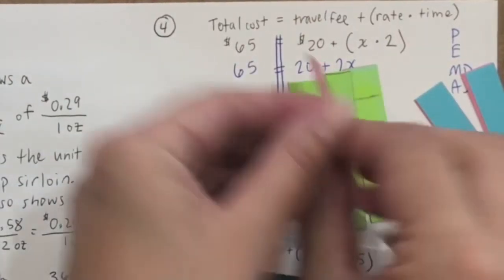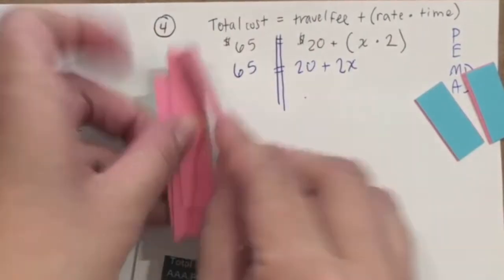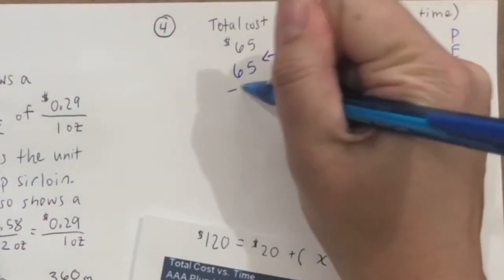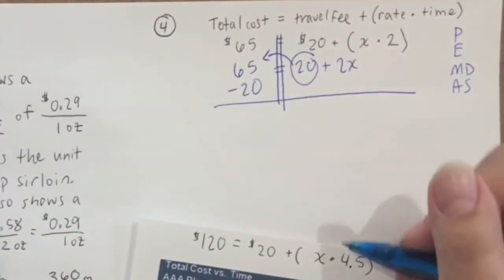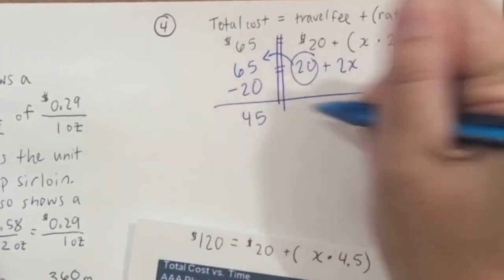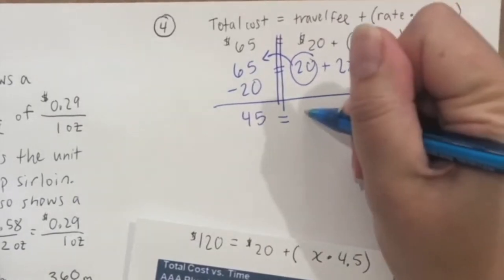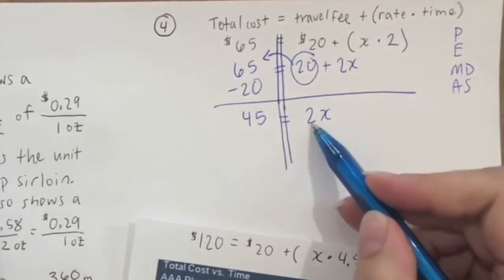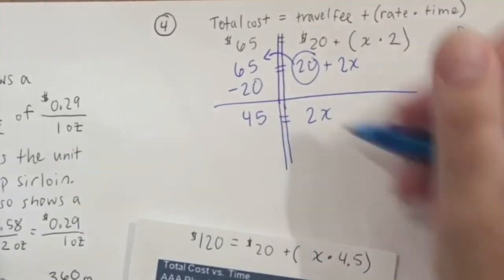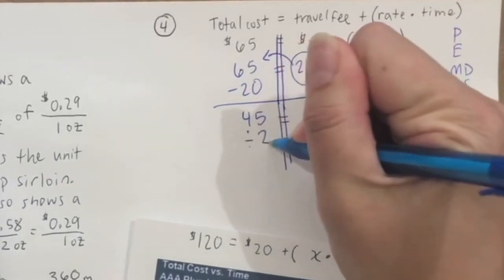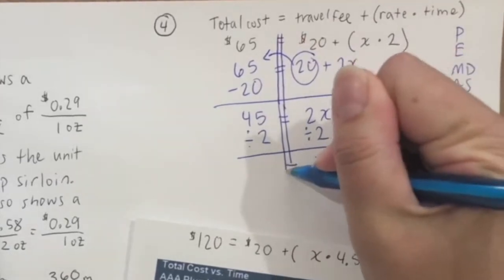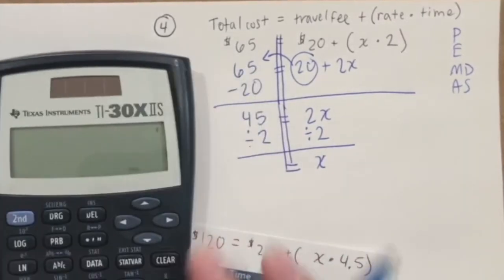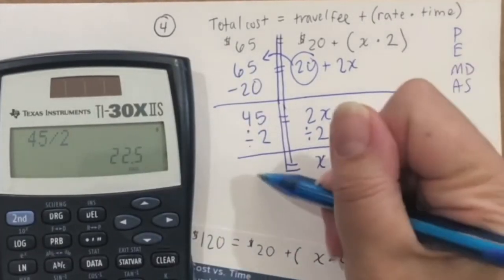We're going to flip them to the other side, okay? So we take the 20 and we flip it to the other side, and it's minus 20 now. 65 minus 20 is 45, which is equal to the 2x. That's all I have left over here. Now, since I have 2 x's, I want to know what 1 x is. I'm going to divide by 2. So I have x on this side is equal to 45 divided by 2. You could do that in your head, or you can use a calculator. 22.5.